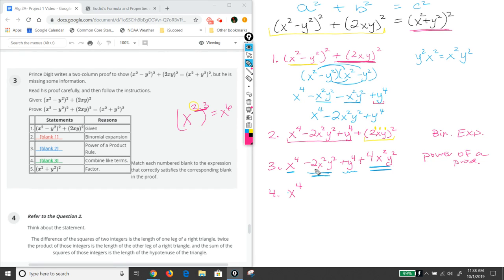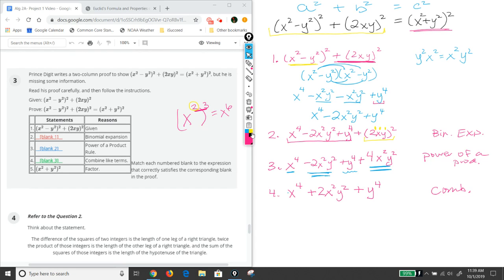X to the fourth. Negative 2 plus 4 becomes a positive 2, x squared, y squared, plus y to the fourth, and that was like terms. Combine them. And then the fifth step, which is completed in the proof, they factored. You recognize this is actually a perfect square. So it factored that guy to get question number 5.